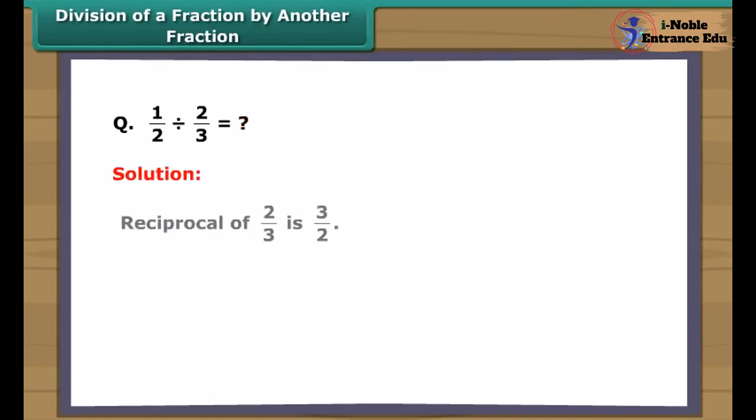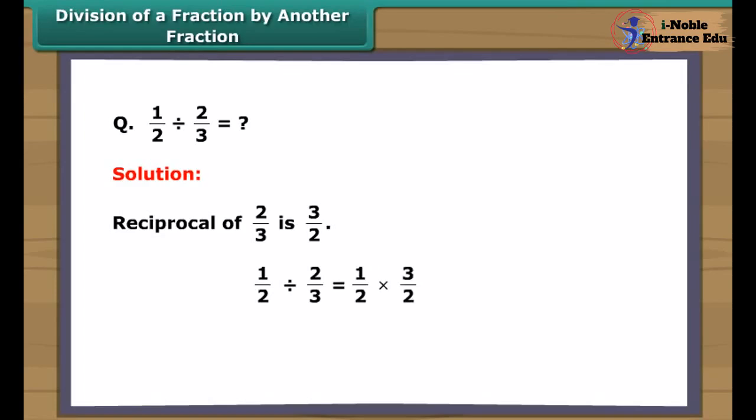Division of a fraction by another fraction. Friends, can you find half divided by 2/3 now? The reciprocal of 2/3 is 3/2. Thus, half divided by 2/3 is equal to half multiplied by 3/2. This is equal to 3/4. Remember, the division sign changes to multiplication sign as soon as the number on the right side of the division sign is replaced by its reciprocal. Here the number on the left side remains unchanged.